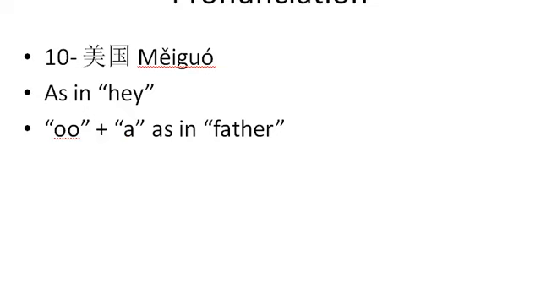And we're getting close to the end here. A couple more slides. Here we have Meiguo. And again, just like in Bei for Beijing, you just replace the B with an M, and we have May, kind of like March, April, May, and it's third tone, so we say May.